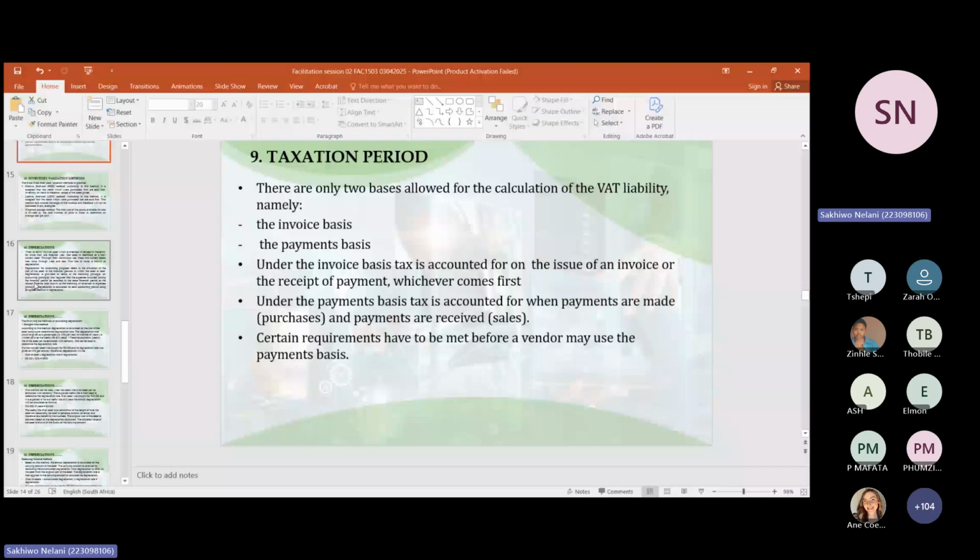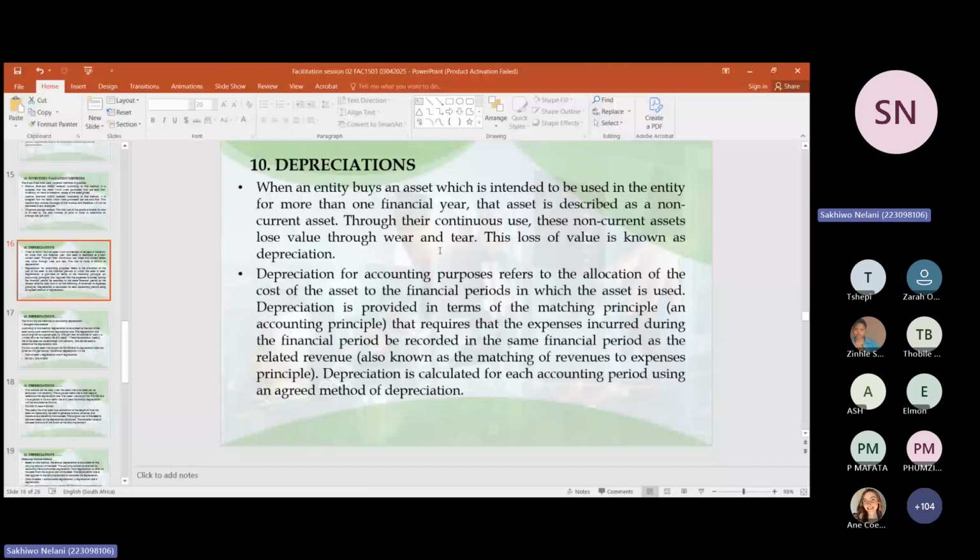Let us look at this aspect now of depreciation, but link this topic to assets. Is anyone familiar with the word depreciation? Anyone who wants to engage on this concept? Babongile.